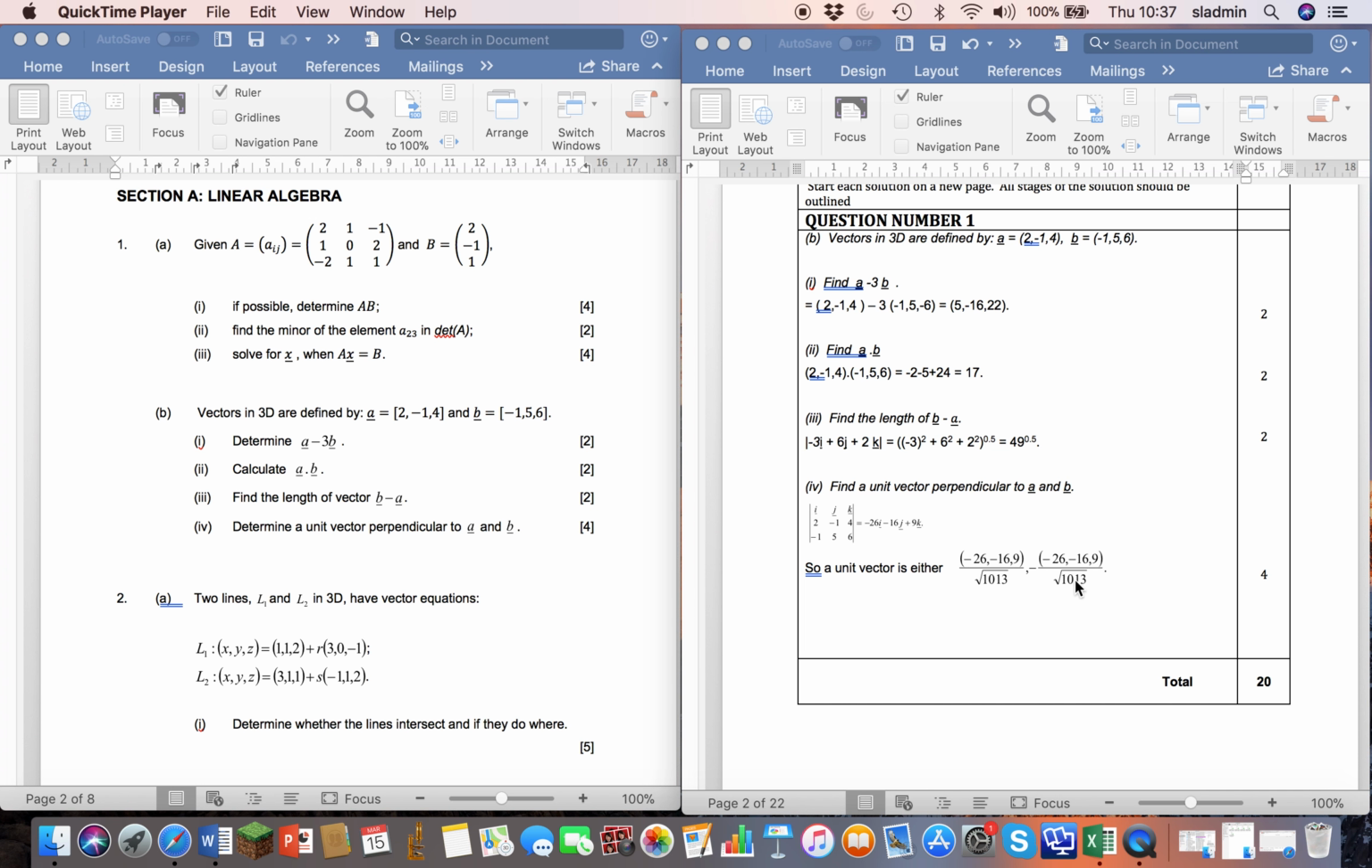And notice that we can also take the negative of this vector because this vector is also perpendicular to these 2 vectors. So there are 2 possible answers. And that concludes the solutions to question number 1.